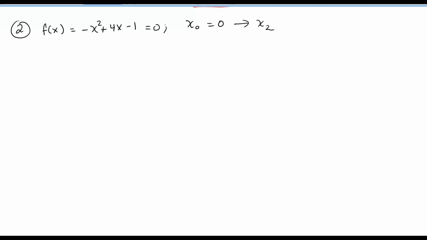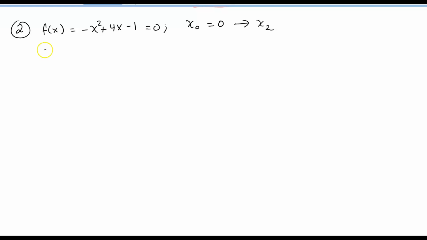Okay, so here is our next problem. We've got f of x equals negative x squared plus 4x minus 1. We're going to set it equal to 0. We want to approximate the root around the number 0. We're going to do this by finding our x sub 2 value. And so we're going to follow again Newton's method.